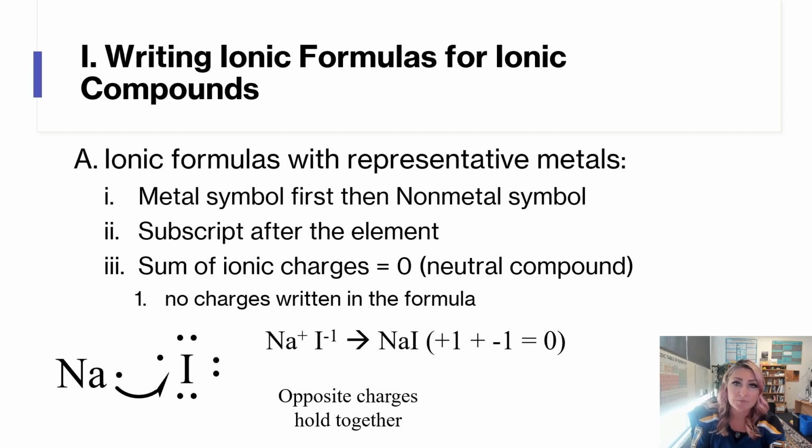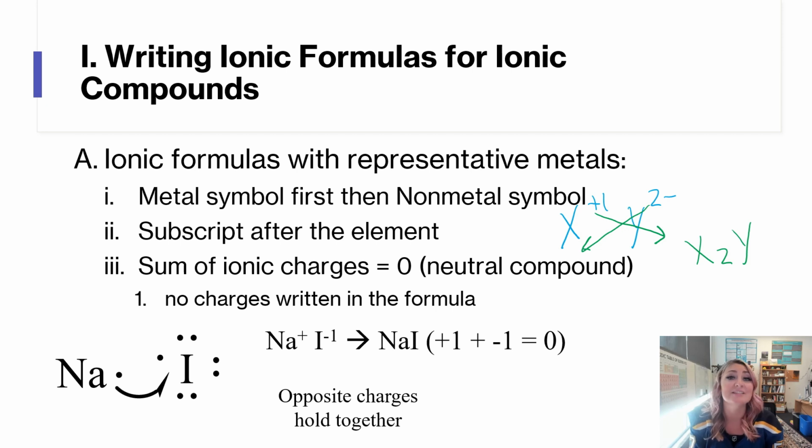But we put the subscript after the element, and the subscript is going to denote how many of something we have. So for example, if we have element X and it has a charge of +1, and we have element Y with a charge of -2, we're going to drop and swap. We're going to bring the 2 down to become the subscript for X, and the 1 comes down to become the subscript for Y, giving us X2Y. We don't write 1, we're chemists. We figure if you've written the elements, there's at least one of them.